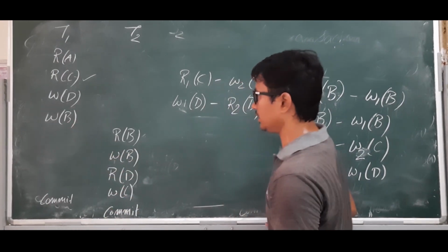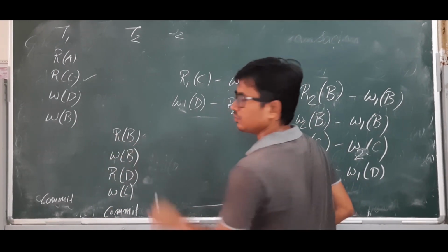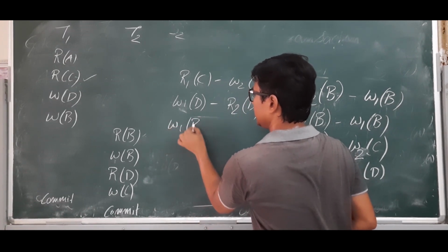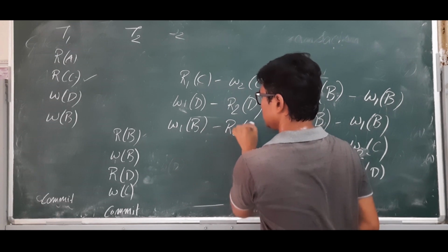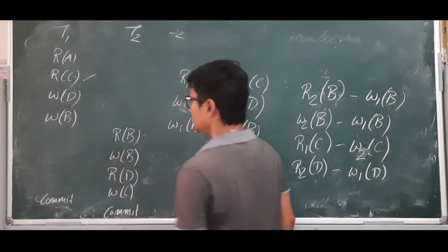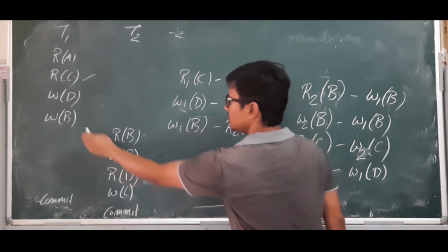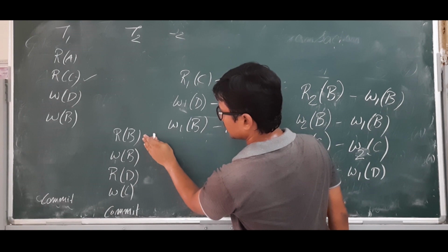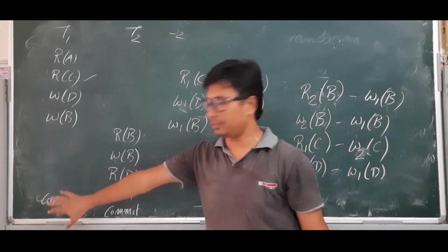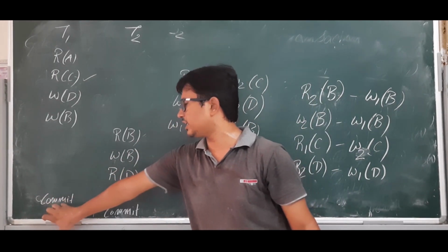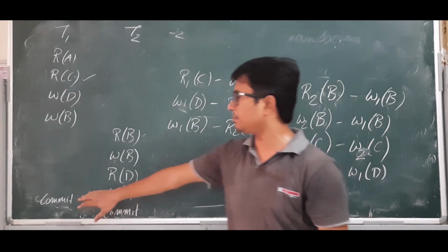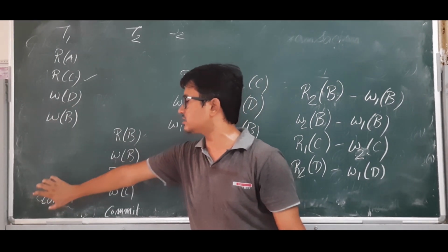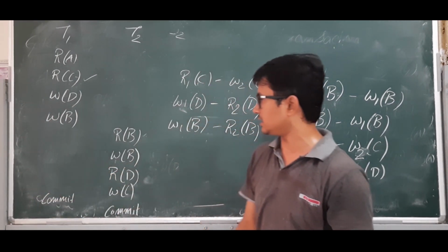So this is a conflict operation. Now we come to write B, and then we got a read B. So it is a conflict operation, and I can write it like this. So we got 3 conflict operations. Now if you see, after this read B there are no other operations in transaction 1, there is only the commit operation. Commit is for permanently storing the changes you are making on the data items.